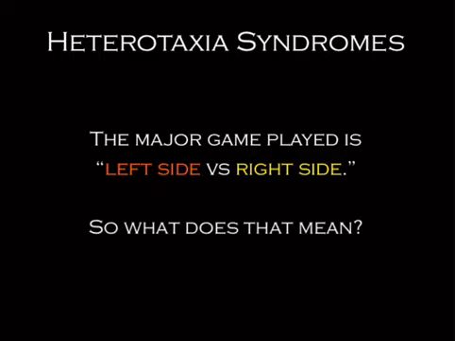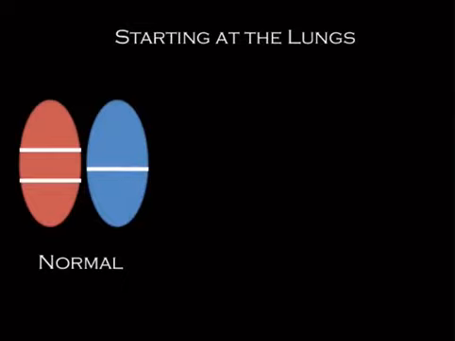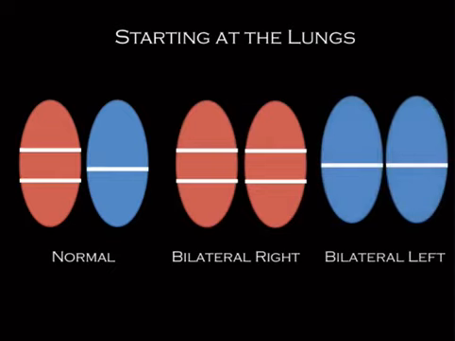The way that I think about this is by starting first in the lung. So this is a normal picture here, right? On the right, we've got two fissures, a minor fissure and a major fissure. And then on the left, we just got one fissure. So if we're bilateral right-sided, that means we've got a left side that looks like a right side, so you've got two fissures on the left. And if you're bilateral left-sided, that means you've got two left sides, so you have single fissures bilaterally.